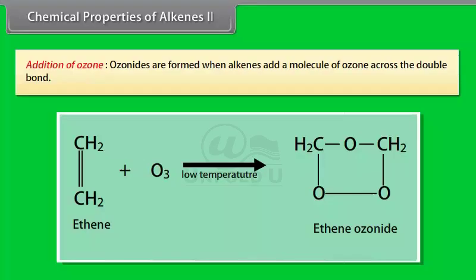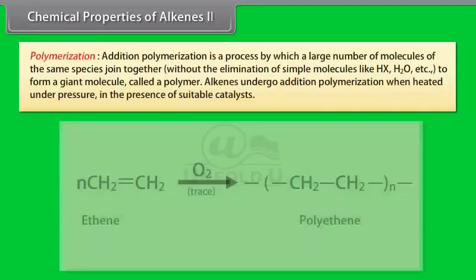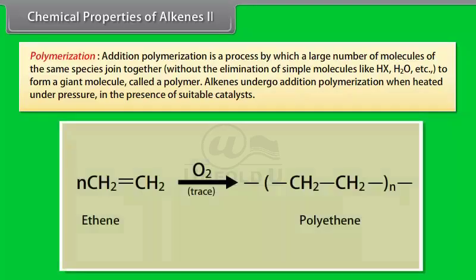Addition of ozone. Ozonides are formed when alkenes add a molecule of ozone across the double bond. For example, ethene gives ethene ozonide. Polymerization. Addition polymerization is a process by which a large number of molecules of the same species join together without the elimination of simple molecules like HX, H2O, etc., to form a giant molecule called a polymer. Alkenes undergo addition polymerization when heated under pressure in the presence of suitable catalysts. When ethene is heated to 1000 degrees centigrade under 1000 atmospheric pressure in the presence of oxygen, we get polyethene.